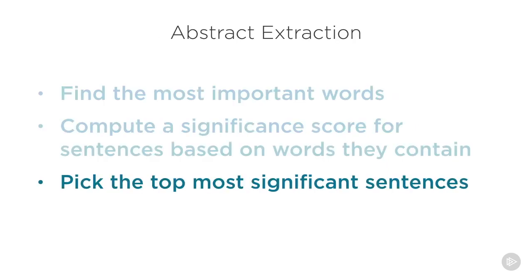Once you have the significance scores of all the sentences, all you need to do is to rank them in descending order and then pick the top n sentences where n is chosen based on the length of the abstract that you want to create. So if you want to create a very short abstract, you can choose n as 3 and you will get 3 sentences that summarize your text.